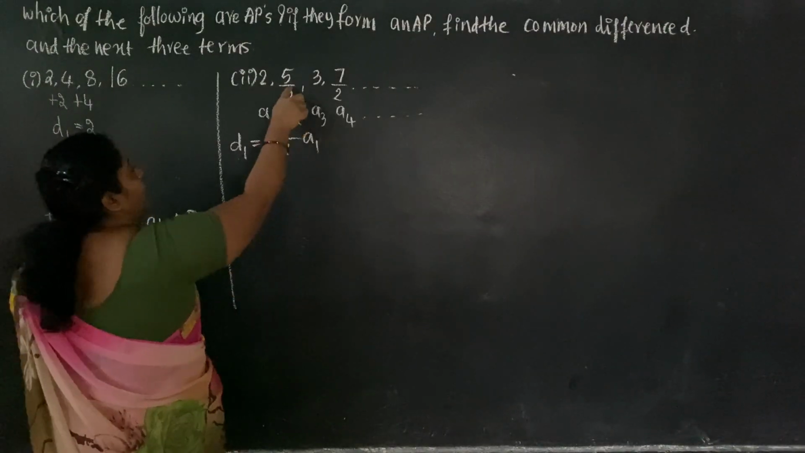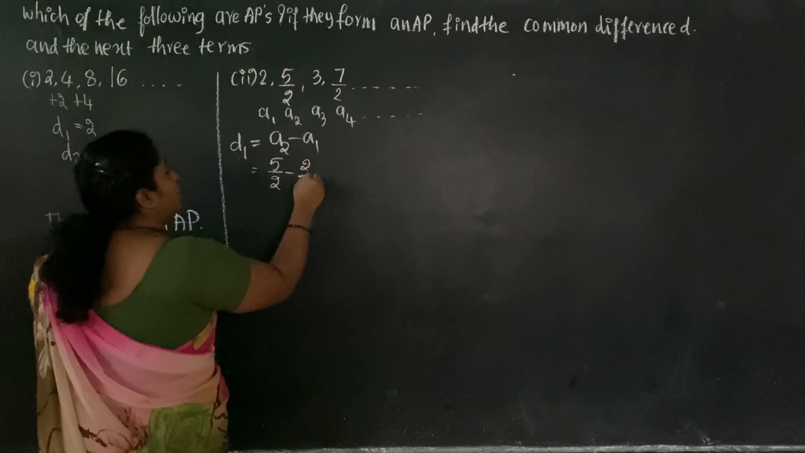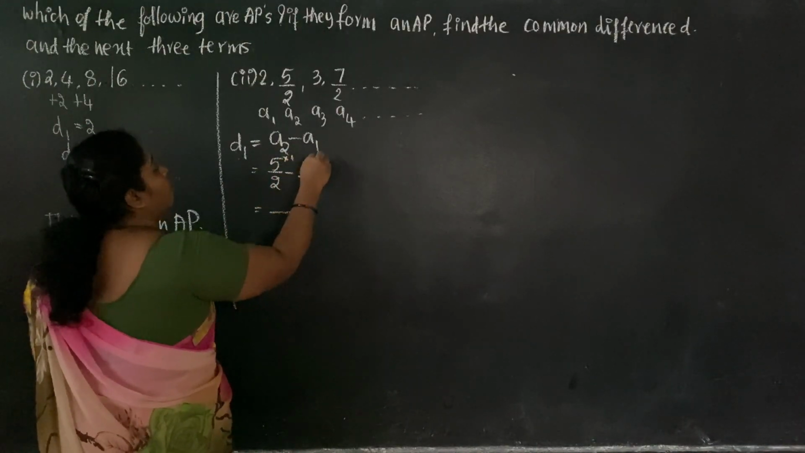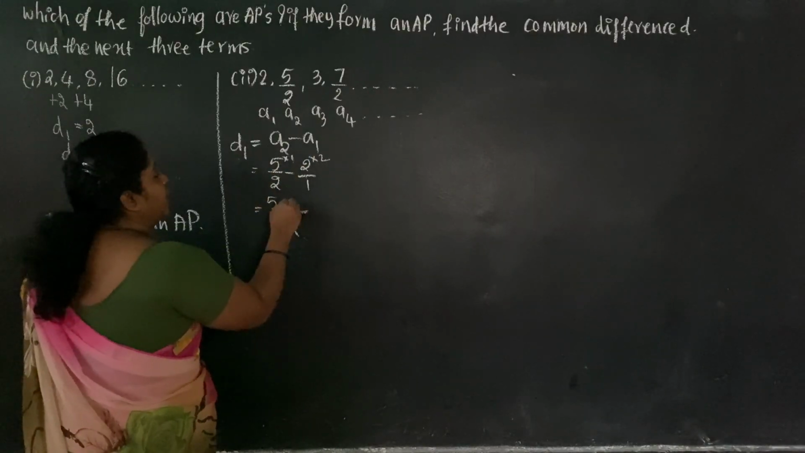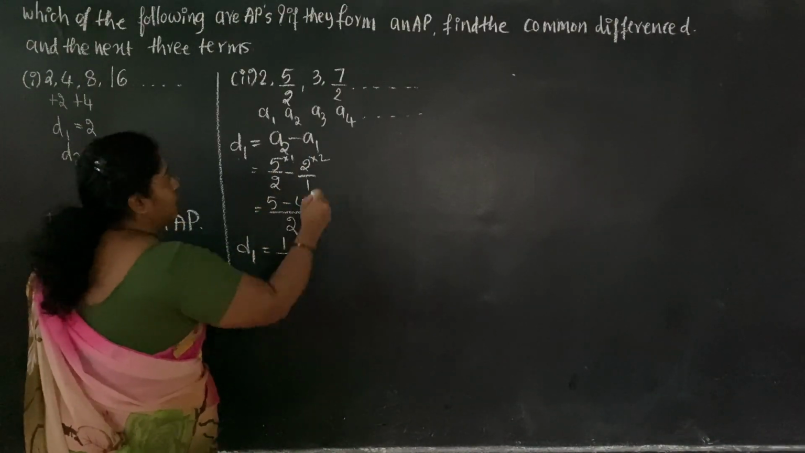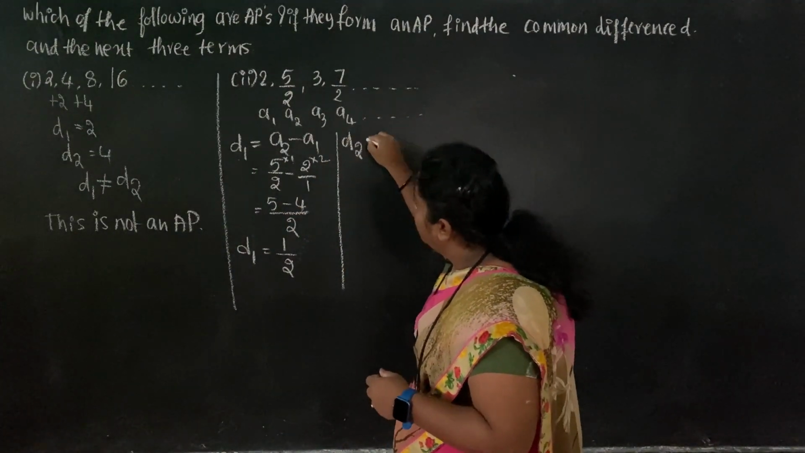What is the A2 value I have? 5 by 2. A1 is how much? 2. So what is the LCM I can get here? 2. 2 ones are 2, 1 twos are 5 ones are 5, 2 twos are 4. So what is the D1 value I'll be having there? 1 by 2.